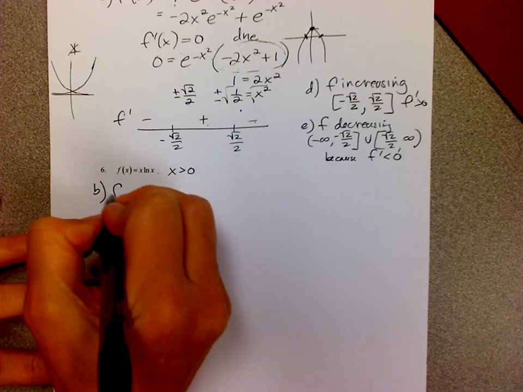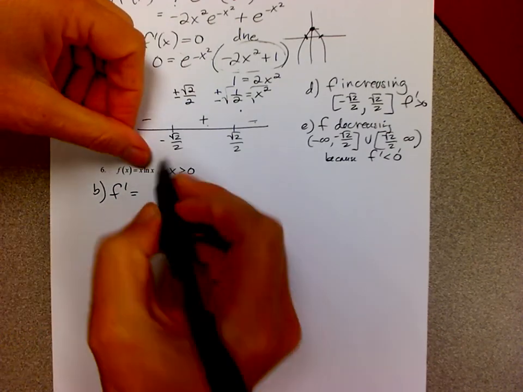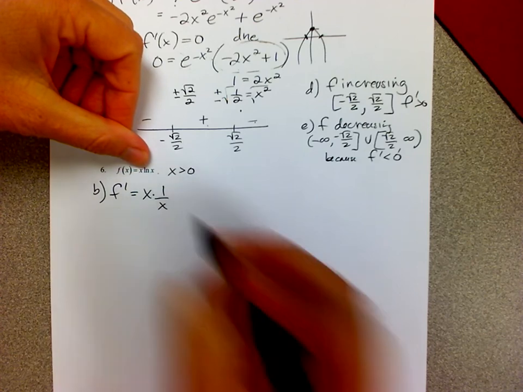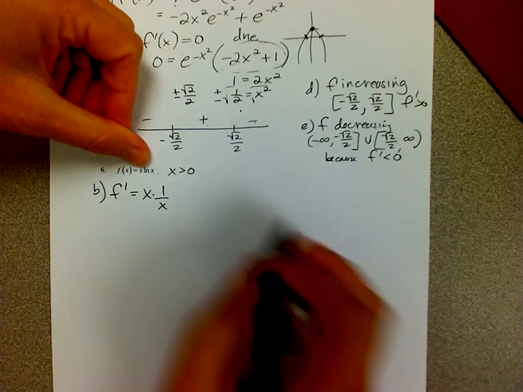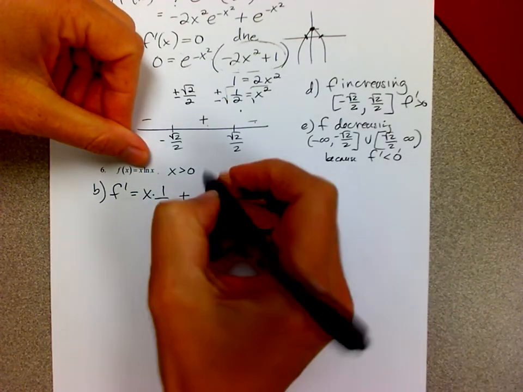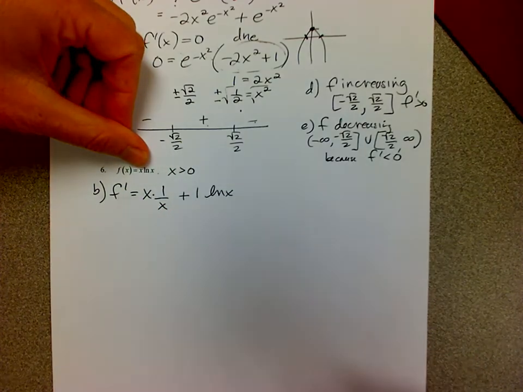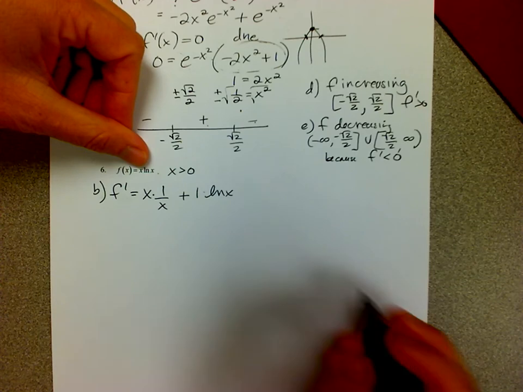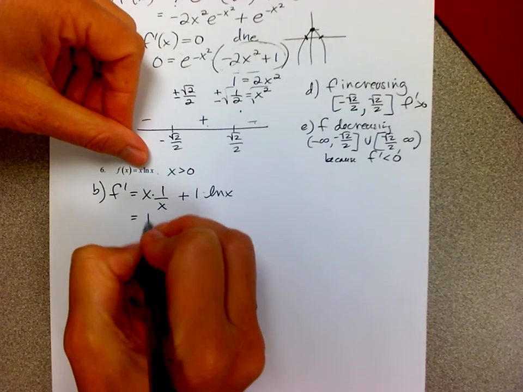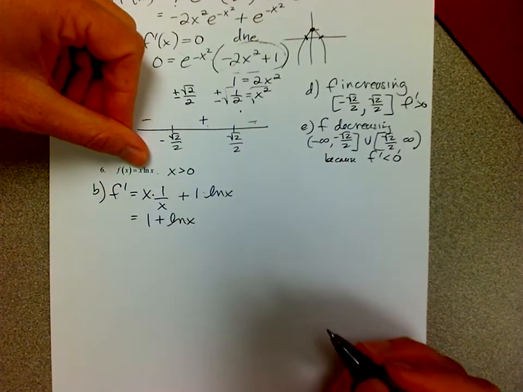Let's find my derivative. So I'm going to keep the first times the derivative of the second, which is 1 divided by x, plus the derivative of the first, which is 1, times the second, which is natural log. So I'm going to set this equal to 0 after I clean it up and say 1 plus natural log of x is what I got.